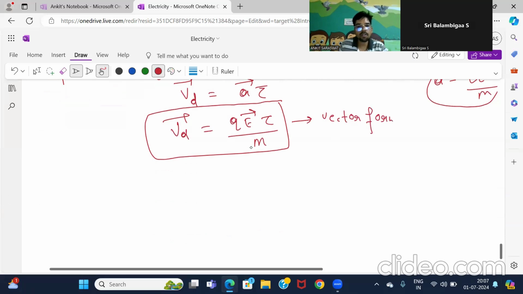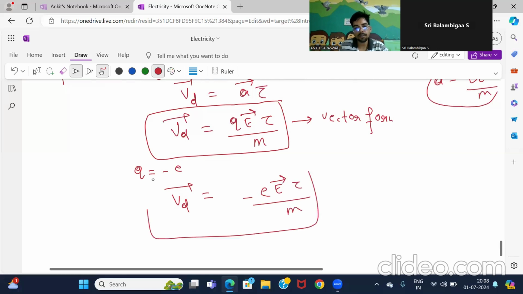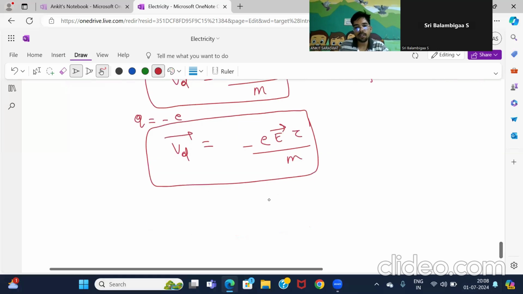So this is the velocity with which an electron is moving inside the conductor. Clear? If the charge on the electron is minus e, then the drift velocity will be Vd = minus e E tau by m. It's a very important relation. This is the drift velocity.